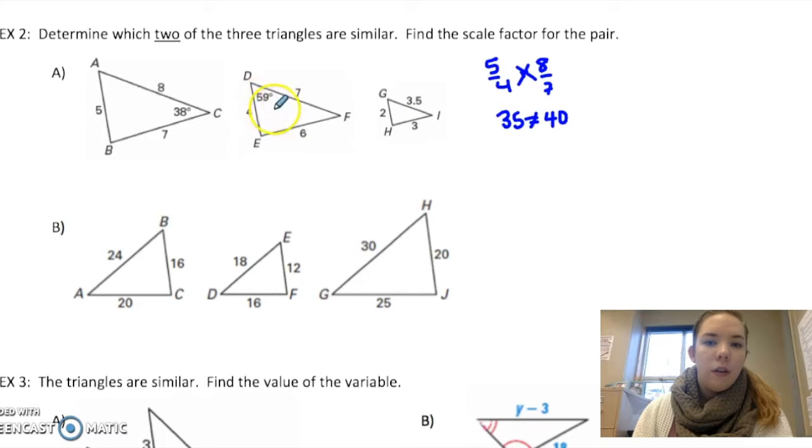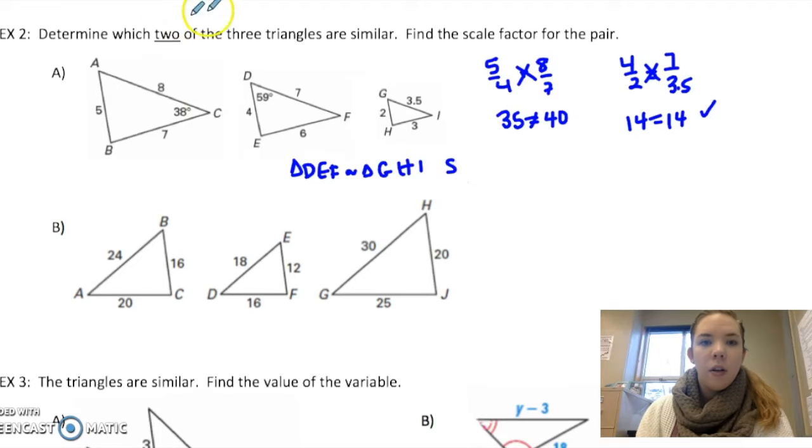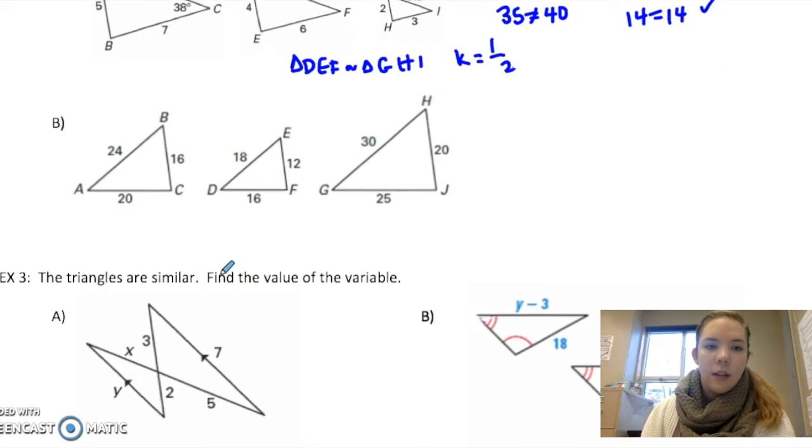Let's do these two. So 4 over 2 equals 7 over 3.5. So you have 14 equals 14. So these two triangles are similar. So triangle DEF is similar to triangle GHI. And your scale factor, which we often use K for, would be 1/2 because we're getting smaller there if we go in this order. 1/2.